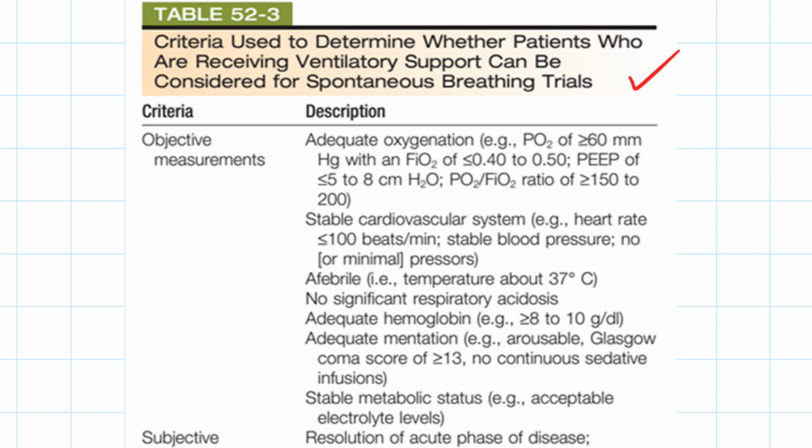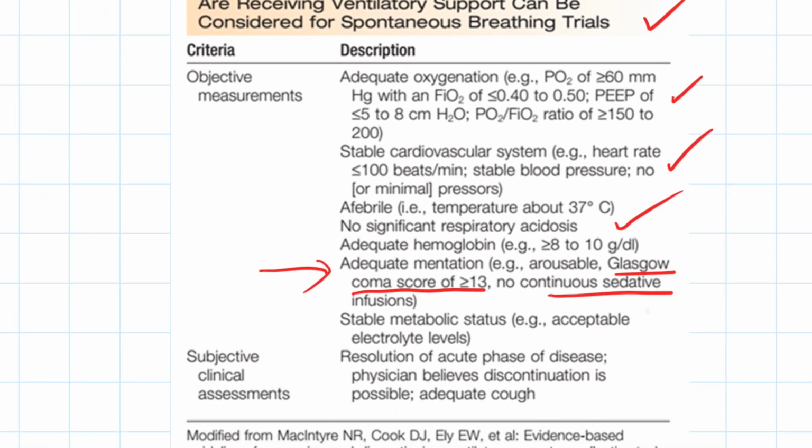support for spontaneous breathing trials, all right? Obviously, the patient's got to have adequate oxygenation. They should be stable, and shouldn't have a significant respiratory acidosis. But one of the most important ones is adequate mentation, all right? So we've got an idea of what the Glasgow Coma Scale should be, greater than 13, not too much sedation, and that we should be able to have a conversation, and they should be able to breathe reasonably well on their own, all right?